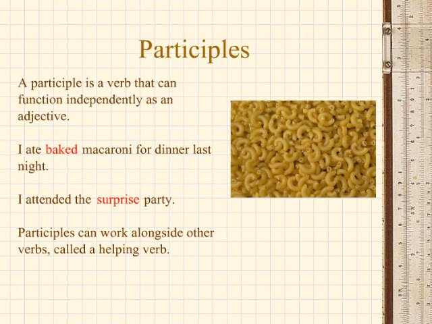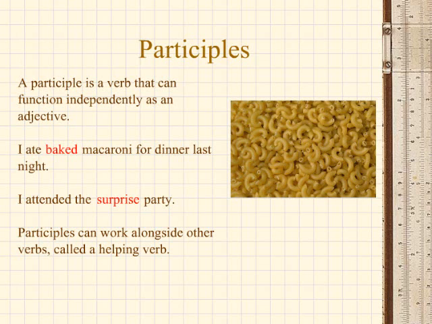Let's take a look. I ate baked macaroni for dinner last night. Baked is a verb, right? Well, in the following sentence, it is: I baked a birthday cake. But in the original sentence, it's actually an adjective. The word baked describes the macaroni. Listen again. I ate baked macaroni for dinner last night. Ate is actually the verb. Baked is the adjective. Let's look at another.